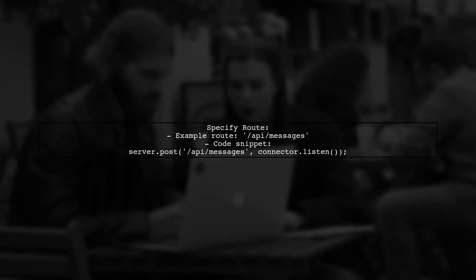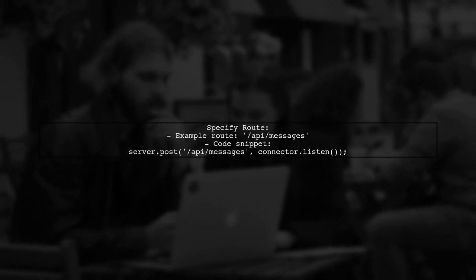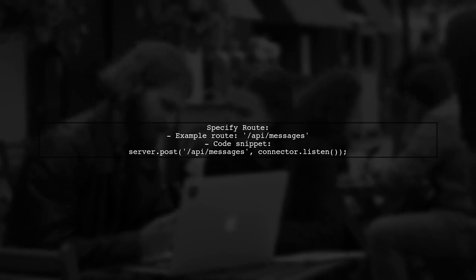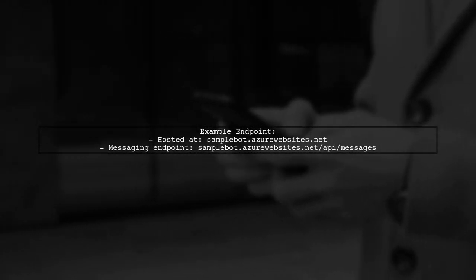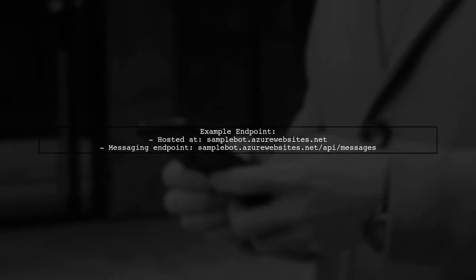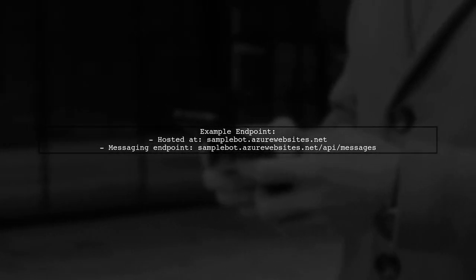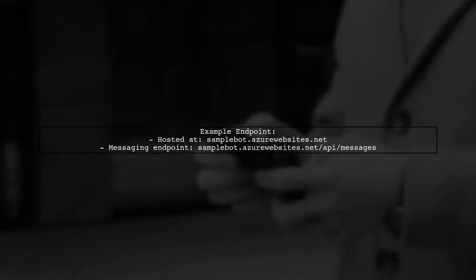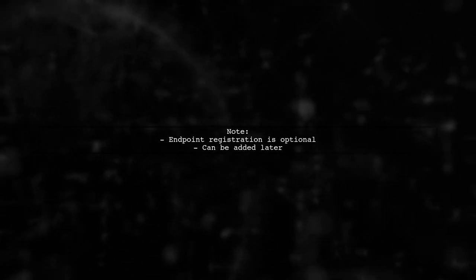In your bot code, you specify the route for incoming messages. A common route is /api/messages. For example, if your bot is hosted at samplebot.azurewebsites.net, your messaging endpoint would be samplebot.azurewebsites.net/api/messages. You can customize this route as needed. Remember, you don't need to enter an endpoint when registering your bot. You can add it later.